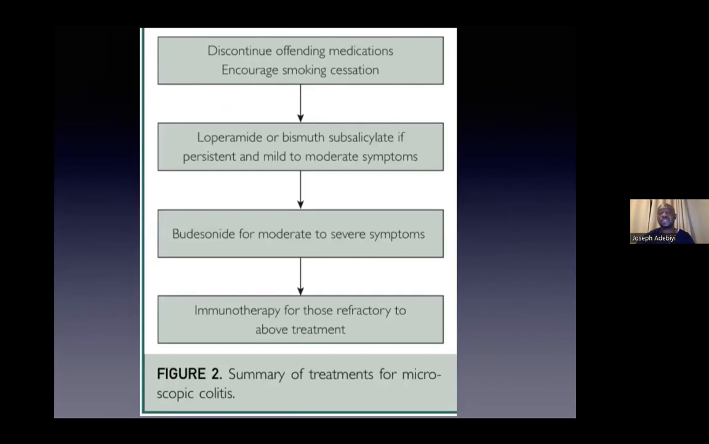So this will be essentially the summary of how you manage a patient with microscopic colitis. You first want to discontinue all triggers and encourage patients to stop smoking. And then, depending on the severity of the disease, you may try loperamide or bismuth. If the symptoms are persistent and the patient doesn't respond, then you may progress to using steroids, basically budesonide. And if the patient doesn't respond, then you may go on to immunotherapy with the use of immunomodulators and your TNFs.